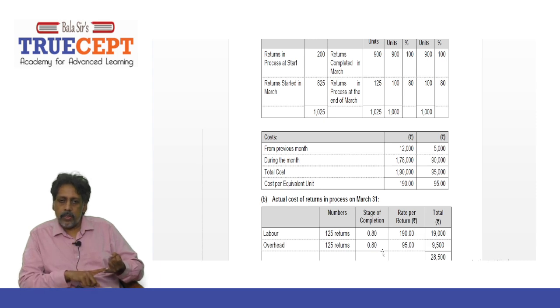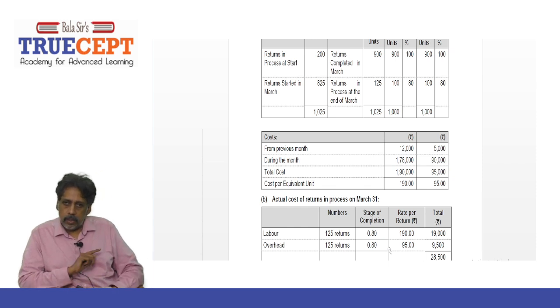1,90,000 rupees and 95,000 rupees. Then divide these numbers by the equivalent units, and you'll get the cost per unit. Example, 1,90,000 upon 1,000, how much do you get? Rupees 190 per unit. And 95,000 upon 1,000, rupees 95 per unit. Okay, that is the answer to subdivision A.